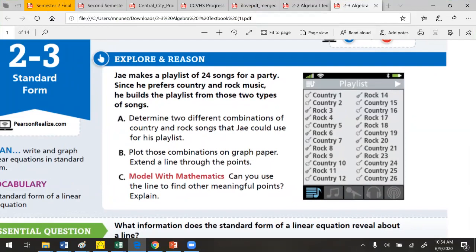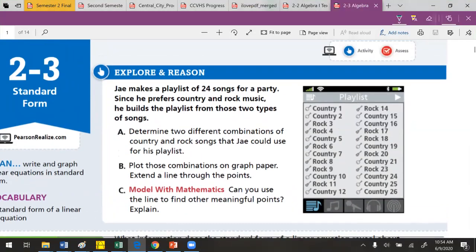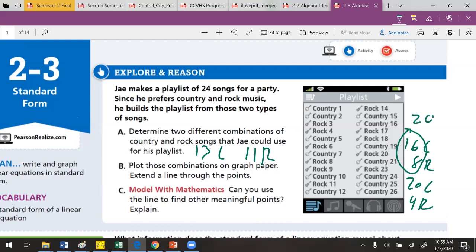So let's figure out how many country songs he has, okay? Looks like we have 13 country, okay? Well, actually, it doesn't matter. In this example, we have 13 country and 11 rock. That's an example. Or I can do 16 country, 8 rock. Or I can do 20 country and 4 rock. As long as it adds to 24.